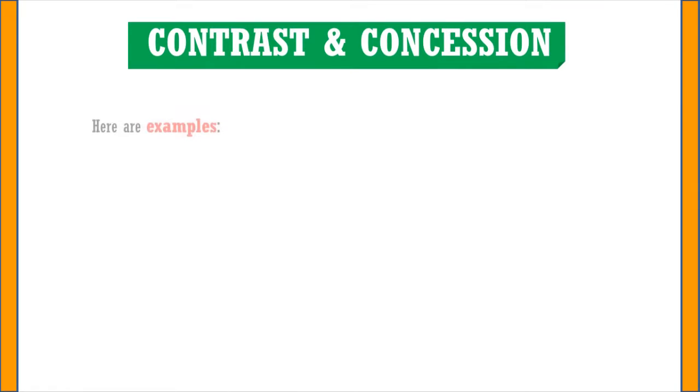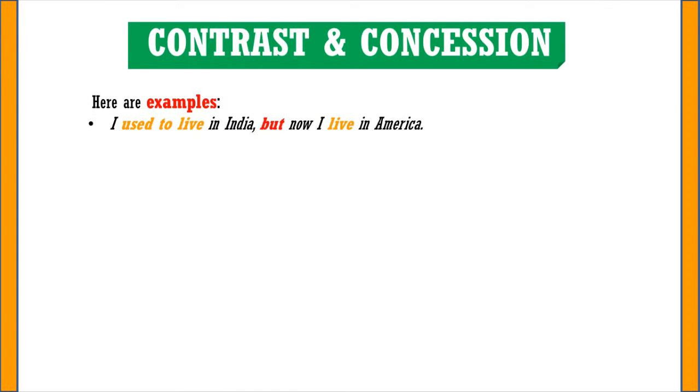Here are examples. In the first example, I used to live in India, but now I live in America. The first example shows a simple contrast. The first part of the sentence, I used to live in India, indicates my previous place of residence. The second part of the sentence, but now I live in America, shows that I now live in another place. The statement contrasts these two different places, the one where I used to live, and the one where I live now.